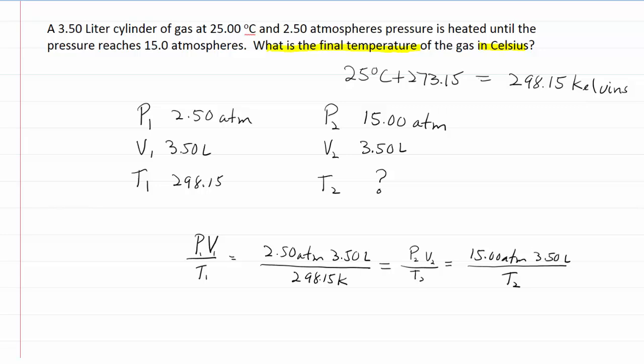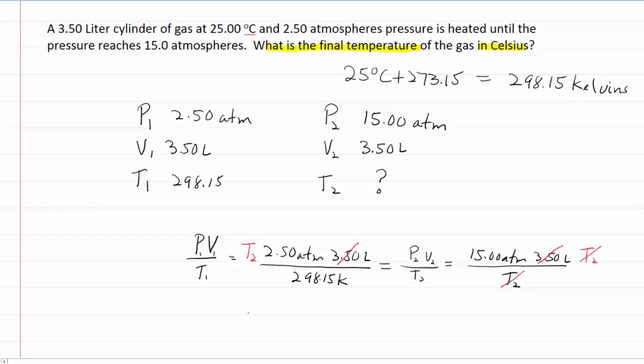If you have an equation and two things are the same, you can actually divide them out. So I'm going to start this process by dividing out 3.5 liters. Divide both sides by 3.5 liters. That simplifies my equation quite a bit. I'm going to solve for T2, so I'm going to bring T2 around to this side. Multiply both sides by T2. And that causes my T2s to divide out.